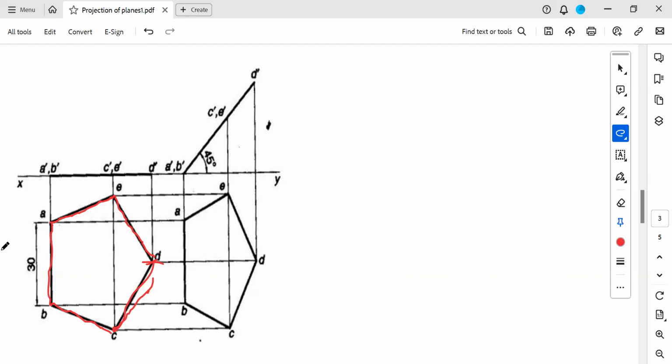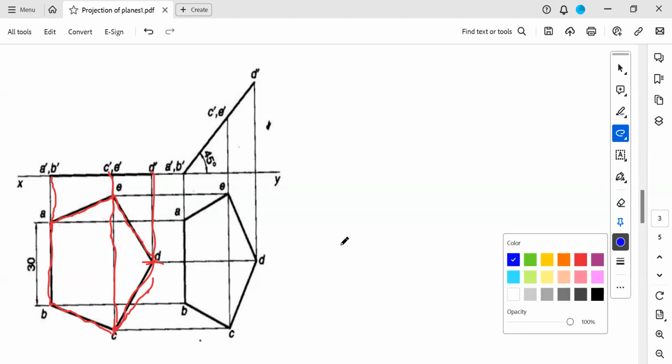Next one is the front view, which will lie on the XY line when it lies on the ground. So you take the projections like this. Then you will get the corresponding top view, and the corresponding front view.